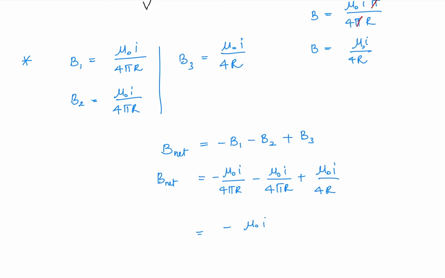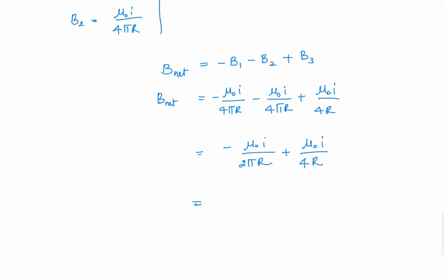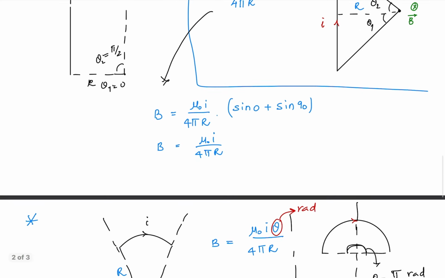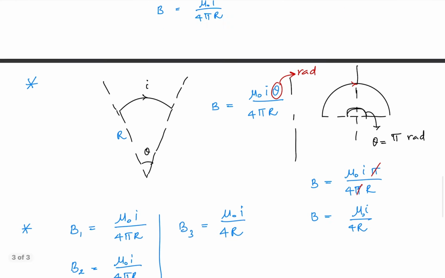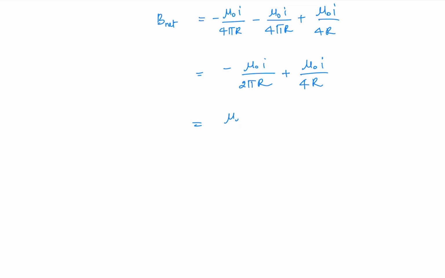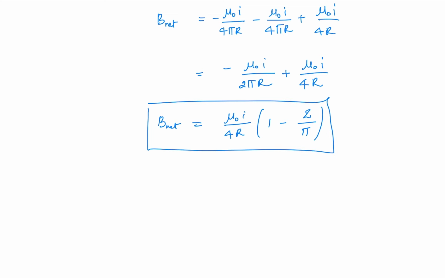That gives minus mu naught I by 2 pi r plus mu naught I by 4r. If I take mu naught I by 4r common, because the options we have are in terms of 2, I'll get mu naught I by 4r times 1 minus 2 by pi. And what will be the direction of this net field?